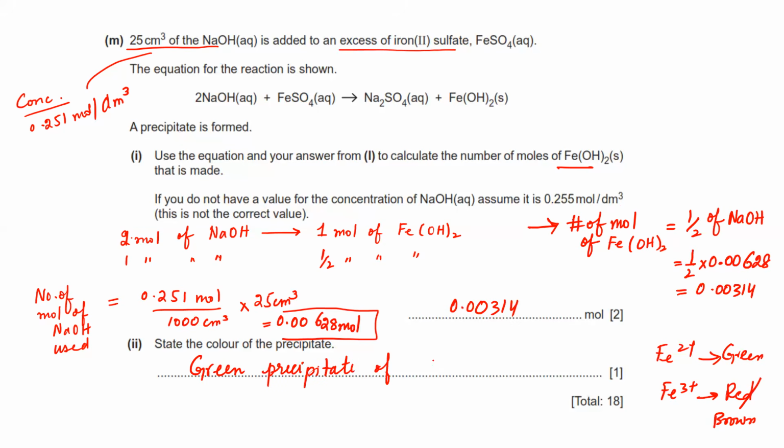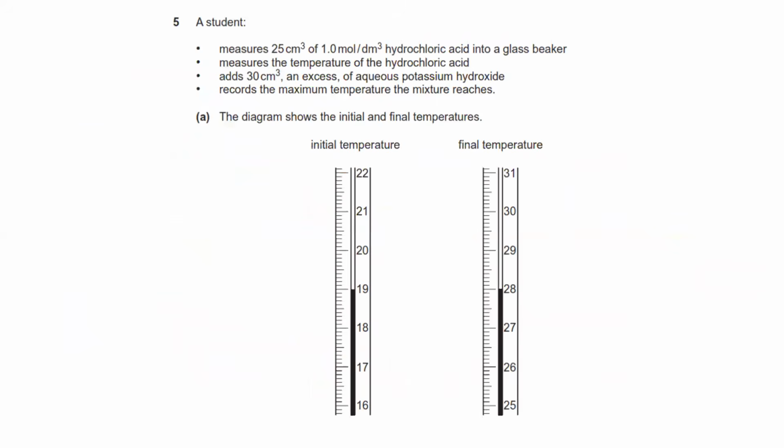The state of iron hydroxide is because of Fe 2 positive ions. This is the reason, just for your information, but if you simply write green precipitate, that will be enough and you'll be getting complete credit for this question. Last question, question number 5.